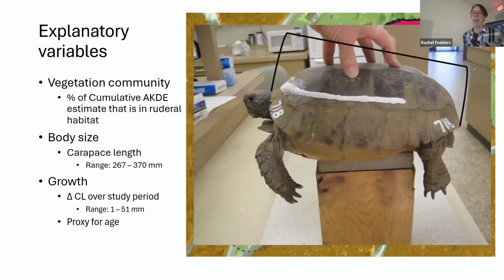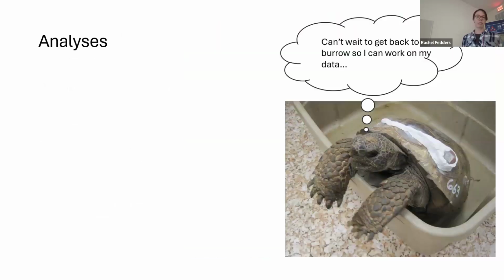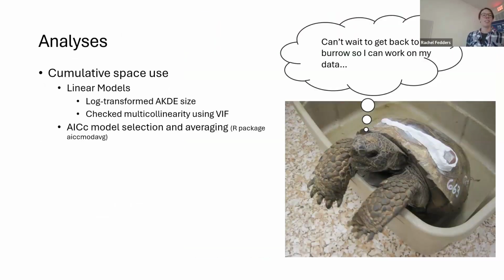Age is unknown for most of these animals, and age and size are not tightly correlated. However, we know that younger tortoises grow more quickly than older tortoises. Therefore, amount of growth, or change in carapace length over a study period, was used as a rough proxy for age. To look at cumulative space use, we used linear models on our log transformed response variable and AIC model selection and averaging.